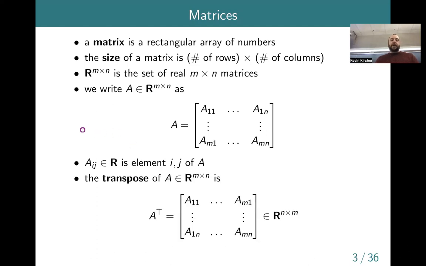And then the transpose of a matrix A, basically you just take all the rows and write them as columns. So here, rather than having A11 through A1n as a row in A, we have it as a column in A transpose. And of course, if you take the transpose of the transpose, you get back the original matrix.